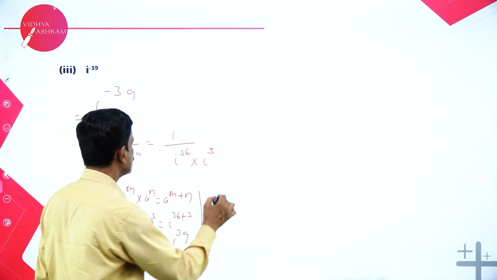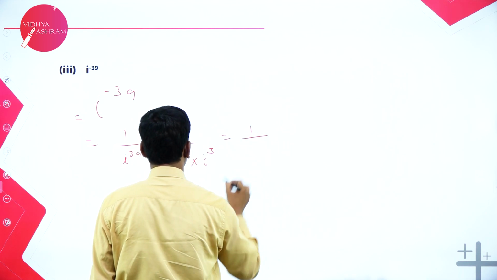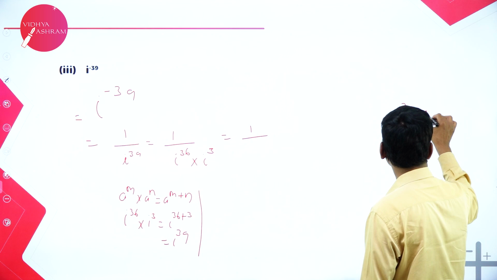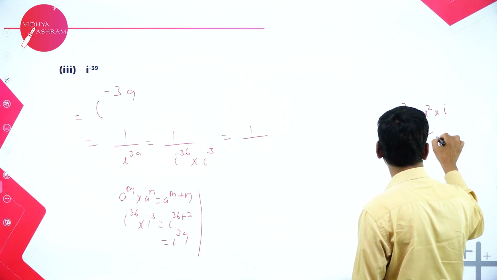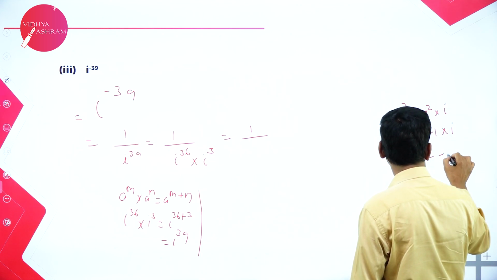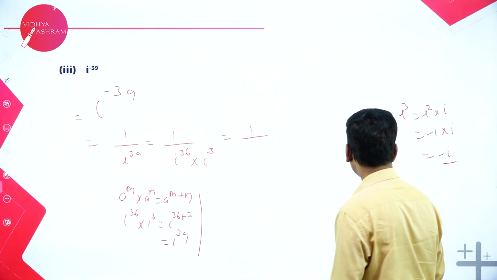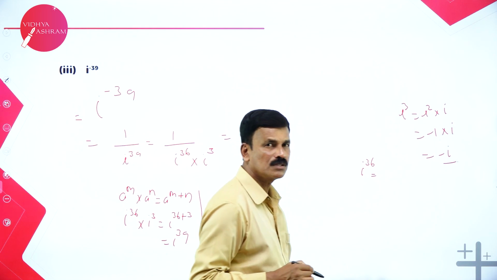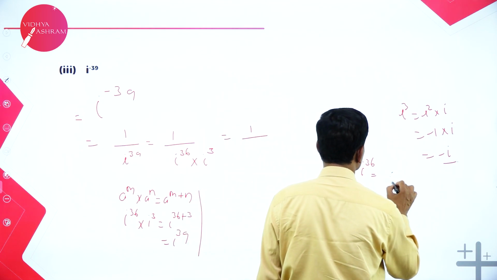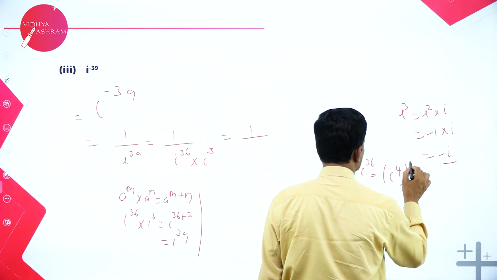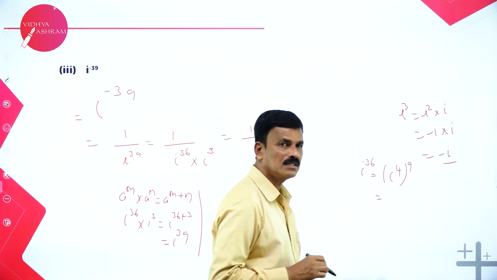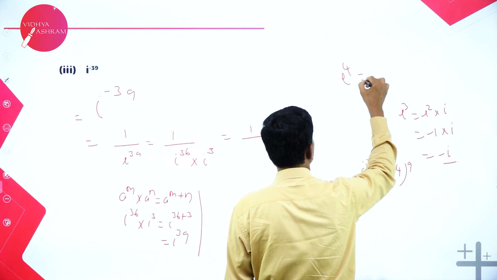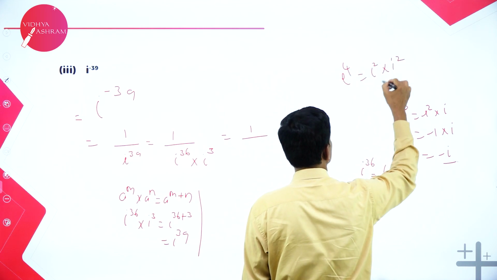So simplify this: 1 over, what is i cube? You know i cube is equal to i square into i. I square is minus 1, into i is minus i. Now i to the power of 36 can be written as i to the power of 4 whole raised to 9, since 4 nines are 36. You know what is i to the power of 4? I to the power of 4 is i square into i square.